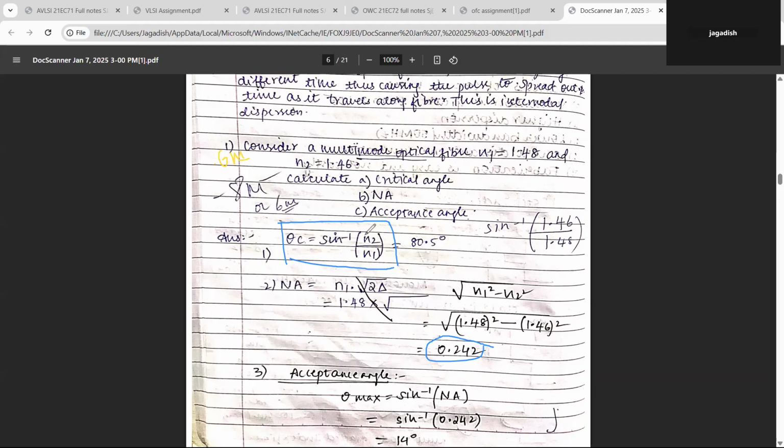So write the formula. Critical angle has units in degrees. Numerical aperture is a constant value, it will not have any unit. So 0.242. For acceptance angle, it is sine inverse of NA. Whatever numerical aperture you have got, you take the inverse of sine of it. So you will get the acceptance angle.